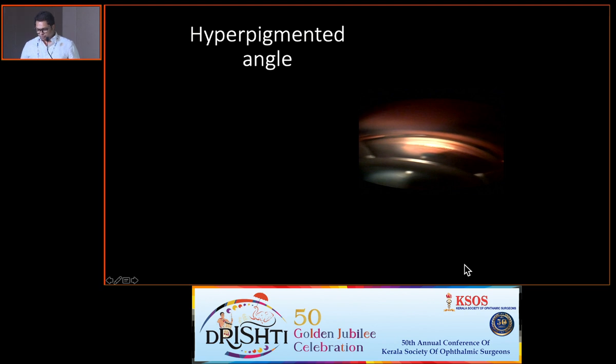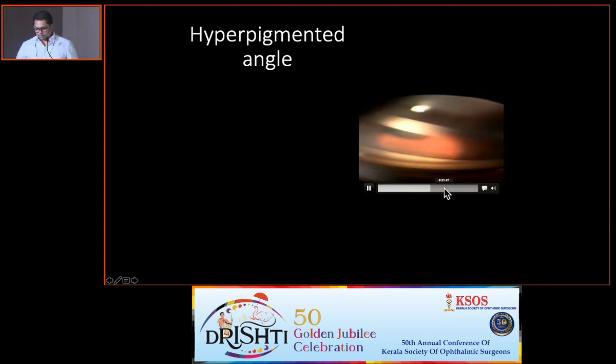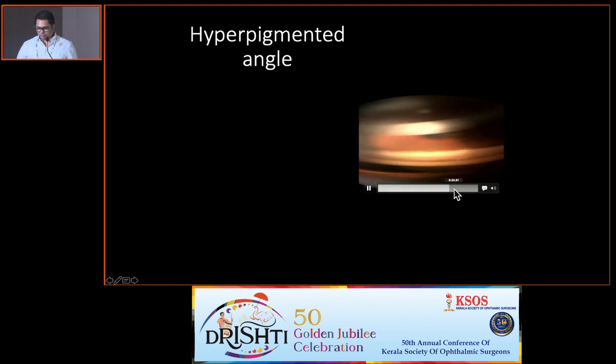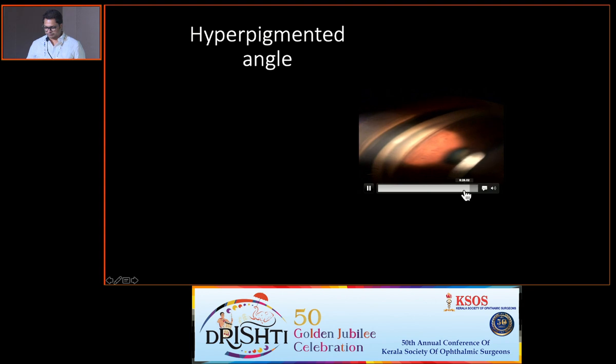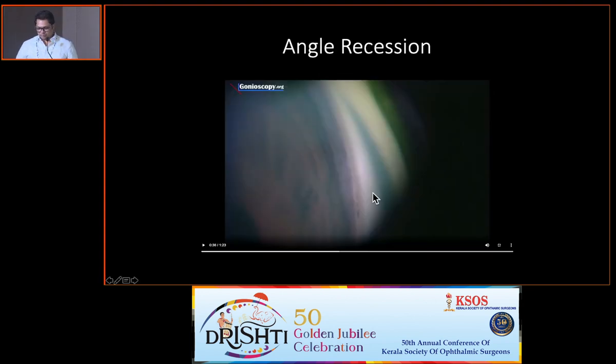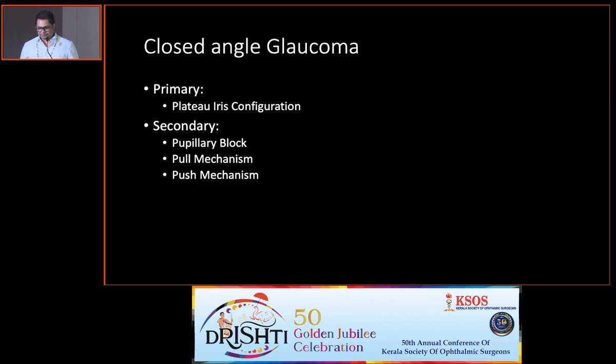This is a trabecular type of glaucoma. There is marked increase in the pigmentation of the angles. This is again another type of trabecular mechanism, angle recession glaucoma. Post-trabecular: raised episcleral venous pressure, dilated episcleral veins, and blood in Schlemm's canal.